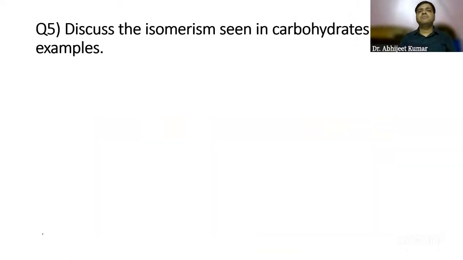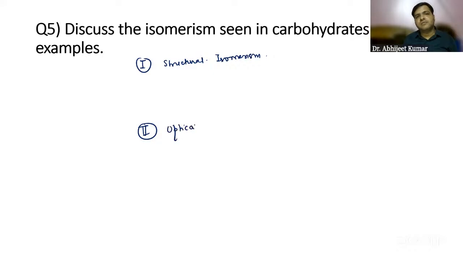Now, the isomerism seen in carbohydrates, with examples. Let us try to see all the isomerism that is seen in carbohydrates. Firstly, since it's a short question, just remember structural isomerism is there. And the second one is called optical isomerism. Structural isomerism is also called stereo isomerism.